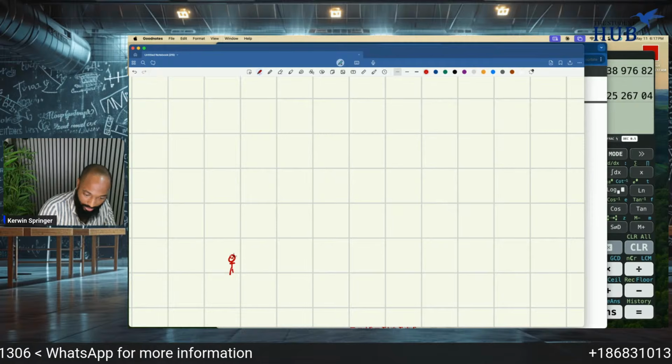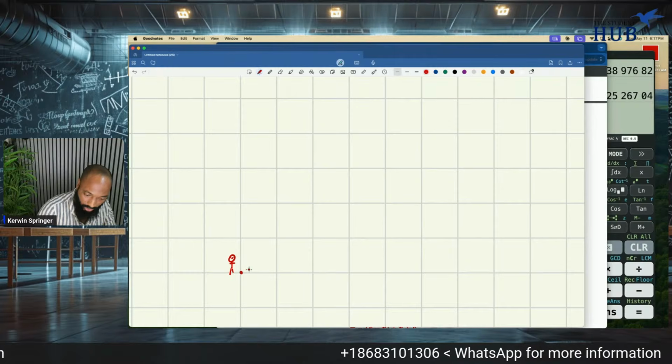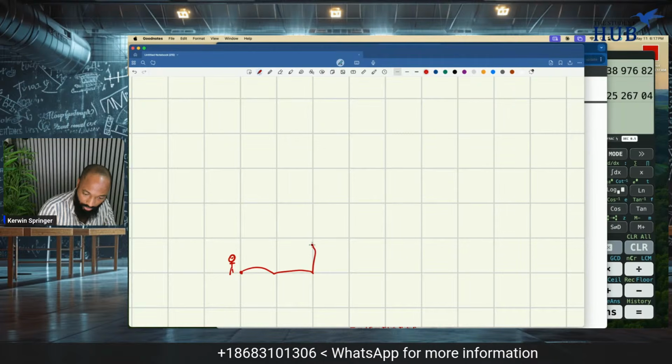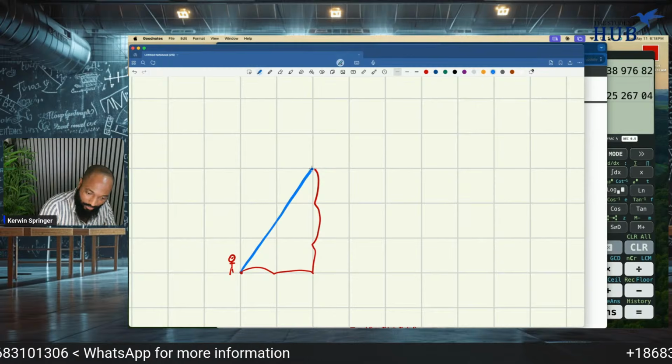Hey red man, start here, walk 2 blocks this way, and then walk 3 blocks this way. Cool. 1, 2, 1, 2, 3. You see the path the red man took there?